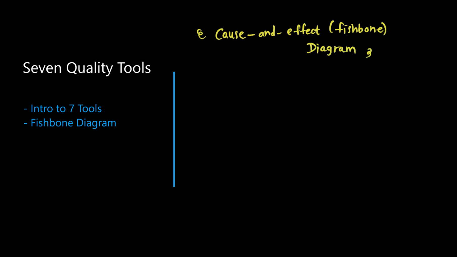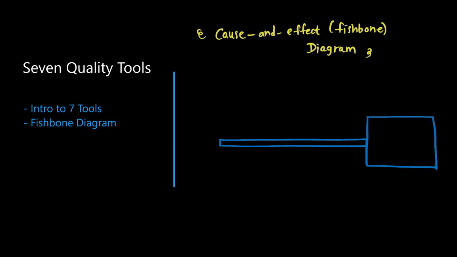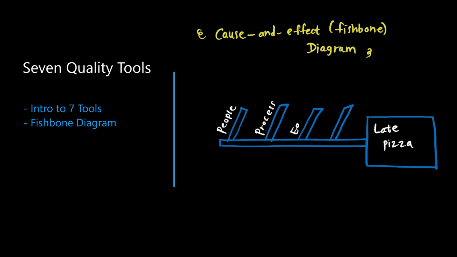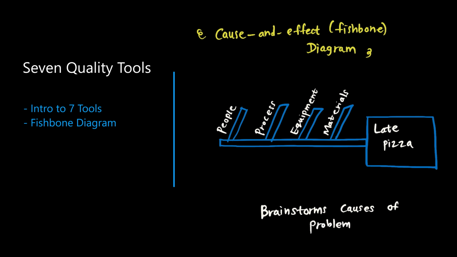It's a brainstorming tool. Imagine a pizza delivery place is getting complaints about late deliveries. The effect is the late pizza. The team would brainstorm potential causes and group them onto the main bones of the fish, such as people, driver got lost, process, inefficient route planning, equipment, oven not hot enough, and materials, poor quality pizza boxes that fall apart.